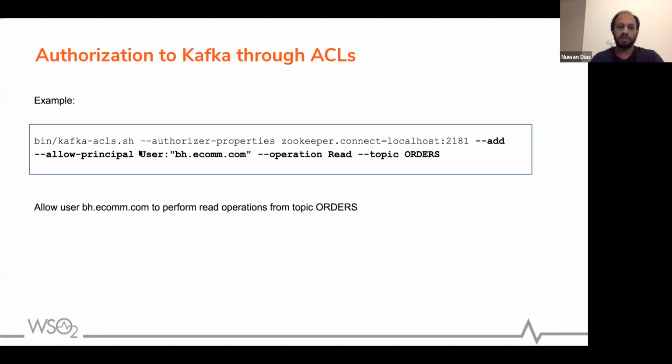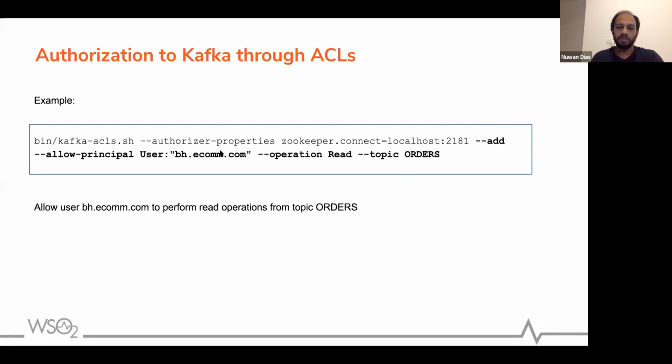And now this is how you set access control rules. There's a command in Kafka that allows you to do that. The text in bold here is the important part. You say add allow principal, right? You basically instruct Kafka to add the rule.